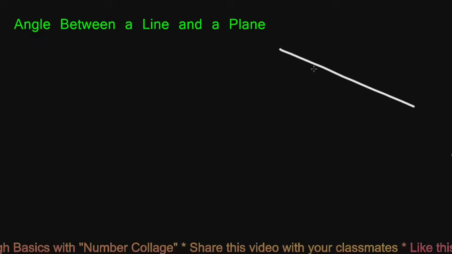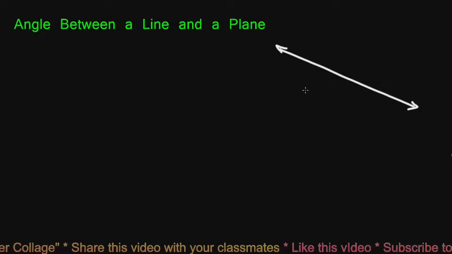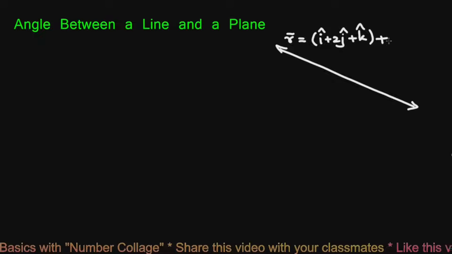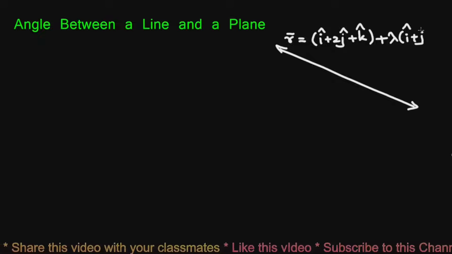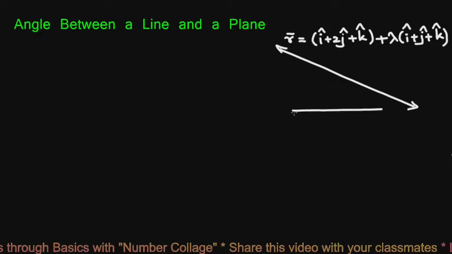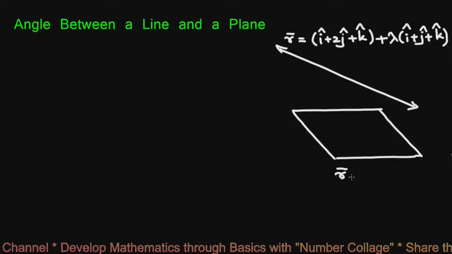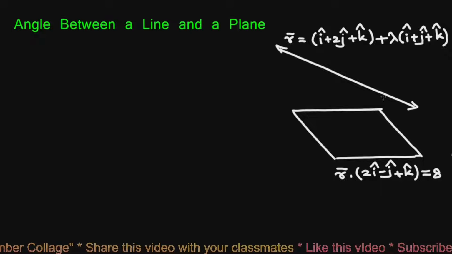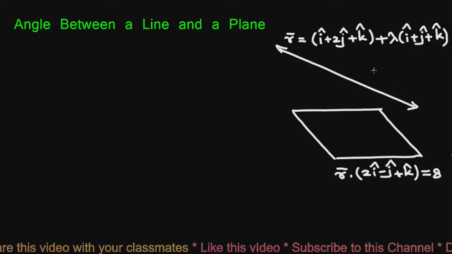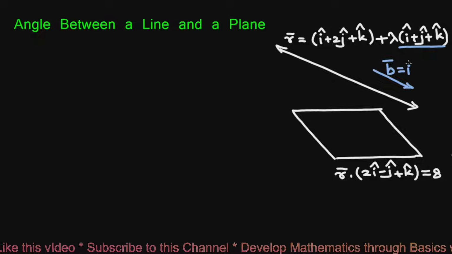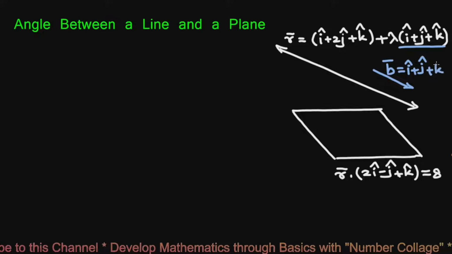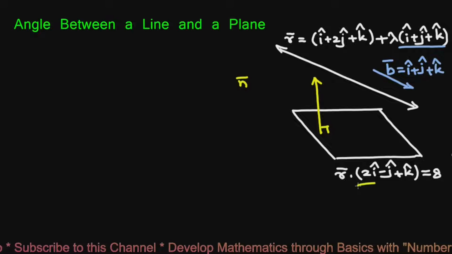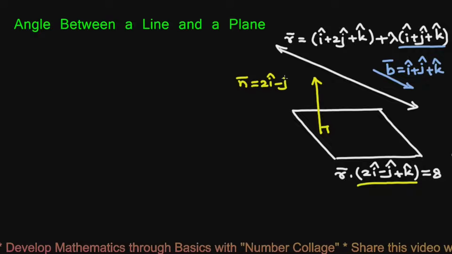Now let's find the angle between this line, whose equation is r bar equals i cap plus 2j cap plus k cap plus lambda times i cap plus j cap plus k cap, and the plane whose equation is r bar dot 2i cap minus j cap plus k cap equals 8. In this case, the vector parallel to this line, b bar, is i cap plus j cap plus k cap, and the normal vector n bar to this plane is 2i cap minus j cap plus k cap.